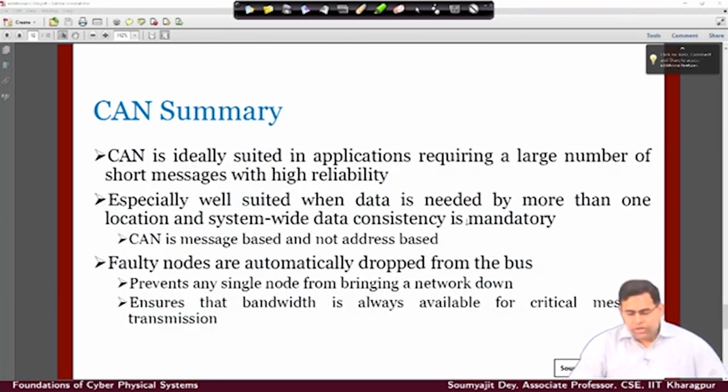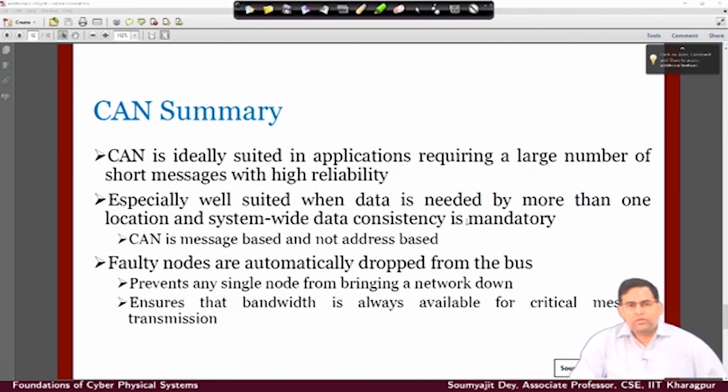CAN is ideally suited for applications where you have a large number of short messages. Message lengths are small because of the limited data packet length, and you don't want them to suffer due to latency, and as long as the message lengths are small, the delays are not much, right? So for them CAN is suitable, and CAN is highly reliable because if there are errors I can catch them, and the well-defined arbitration scheme tells you exactly when your message will go or whether it will not go. These things are quite well known.